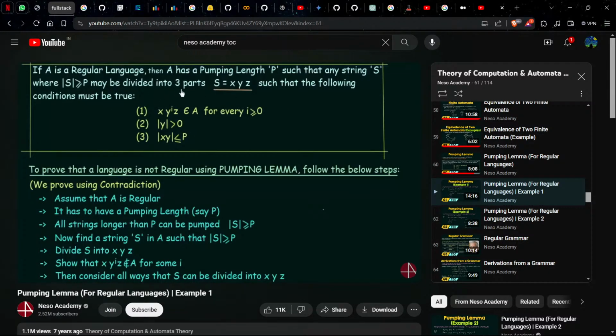such that any string whose length is greater than or equal to p may be divided into three parts x, y, and z, such that all these three conditions should be satisfied. I've already discussed this in the last lecture, so I will not be discussing this again. So let's go straight to the steps that we need to follow in order to prove this. In order to prove a language is not regular using pumping lemma, the following steps are to be followed.